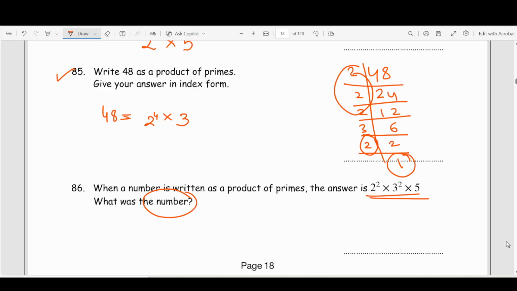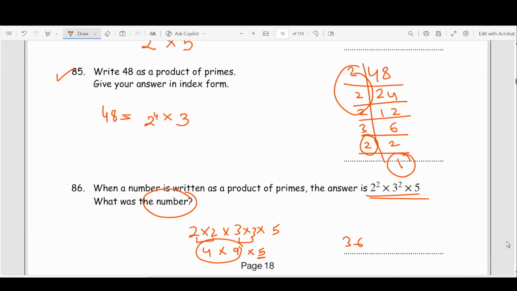2 square means we need to multiply 2 two times. 3 square means 3 times 3. Then we have 5. So 2 times 2 is 4. 3 times 3 is 9. And then we have 5, right? Then we multiply these. We can do it either way. It will work. Let's do 4 times 9 first, which is 36.